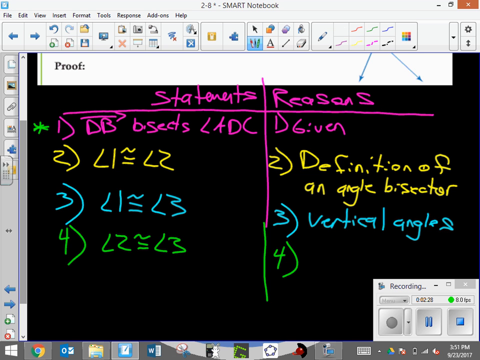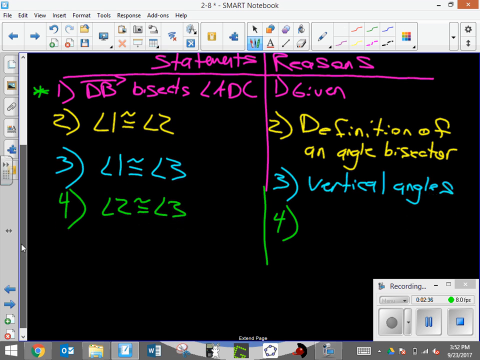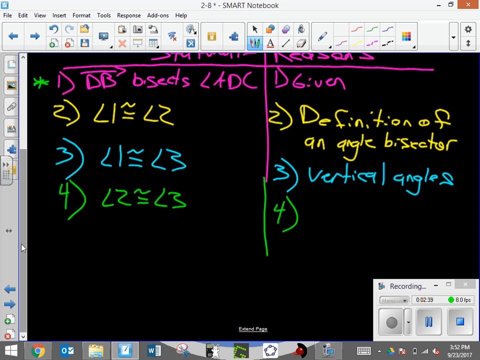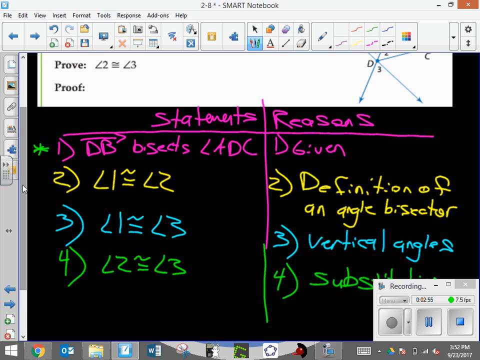You may use one of two reasons for this. I think the book uses the transitive property, or you may use substitution, stating that, hey, I'm substituting angle 2 in for angle 1. I'm just going to use substitution personally. And then that is what you were trying to prove. So you are done at this point.